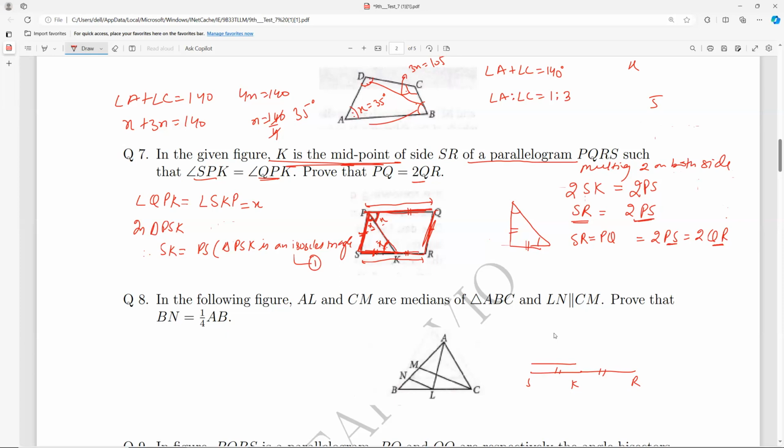Why do I write SR? Because K is the midpoint. That's why I write it as SK. So 2 times SK is SR.